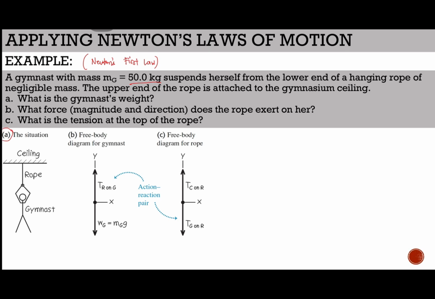Okay, so we have letters A, B, and C here for us to answer. For letter A, the question is what is the gymnast's weight? For letter B, we need to determine the force. What type of force does the rope exert on her? So the type of force the rope exerts on our gymnast, and also we need to get the magnitude and direction of that force that the rope exerts on the gymnast. And for letter C, what is the tension at the top of the rope?